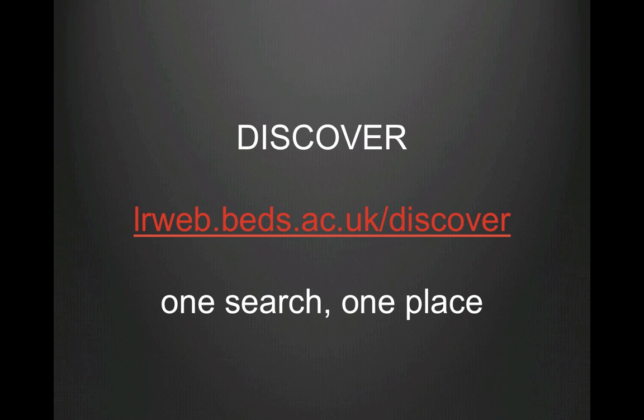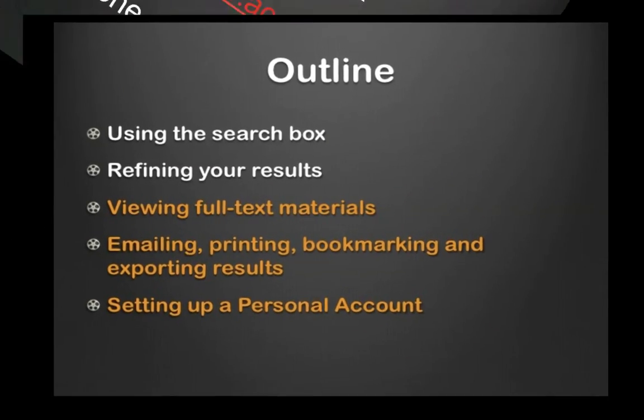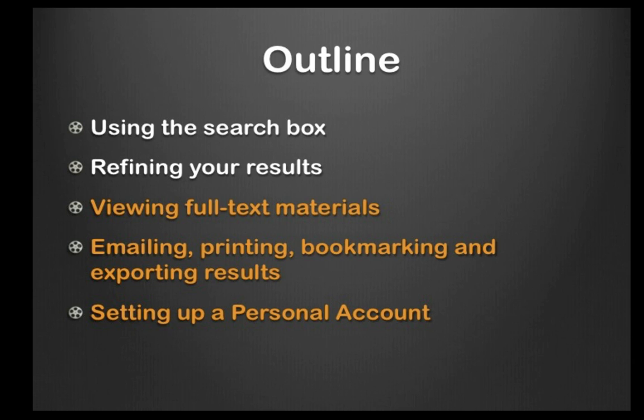So this is part 2 of your introduction to using Discover, the new resource discovery platform from the University of Bedfordshire. In the first part we looked at how you can find Discover online and how you use the search box and refining your results afterwards, because there's always going to be thousands and thousands of results that you get back. This part will look at how you can access the full text of the things that you've found, and then how you can save them for later.